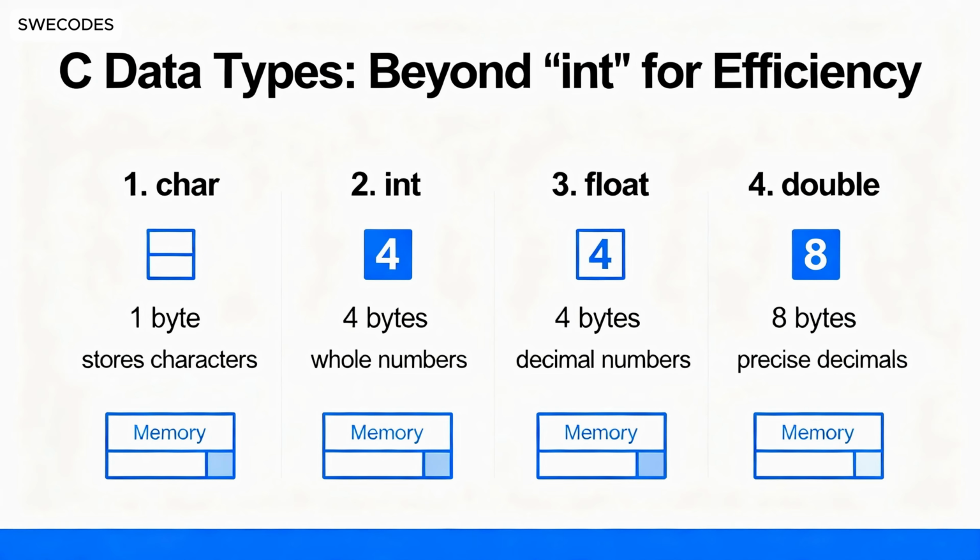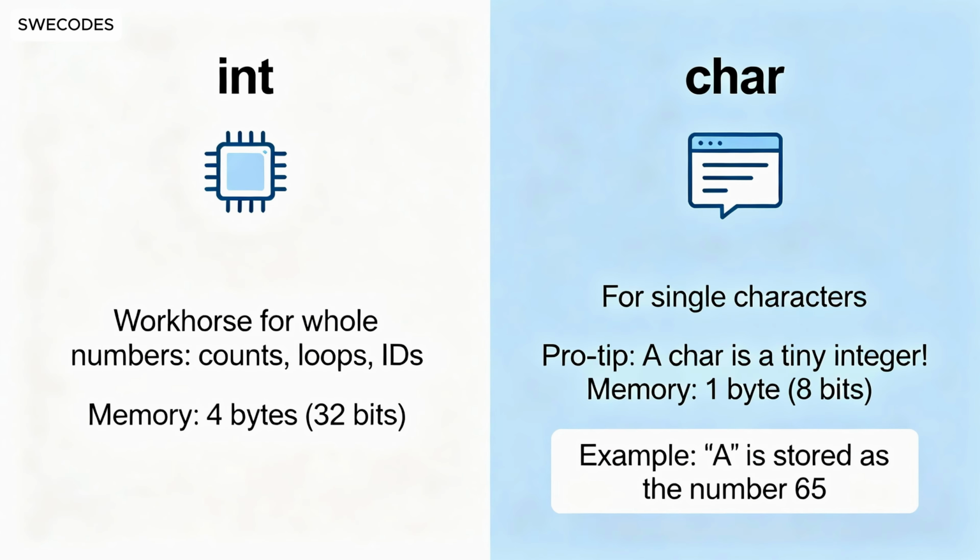We've moved past just int. Let's break down the 4 essential types. First, int. This is your workhorse for whole numbers. Think counts, loops, or IDs. On most systems, it reserves 4 bytes, or 32 bits, of memory. Second, char. This is for single characters. But here's the pro tip.